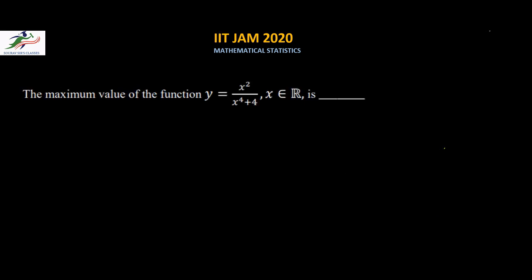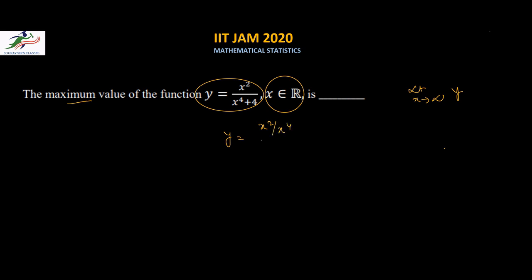The next question says, what is the maximum value of the function y defined by x square by x4 plus 4? So maximum value means limit x tending to infinity, because x is a real number. So limit x tending to infinity of y is what we have to find, and in order to do that, we write y as x square by x4.